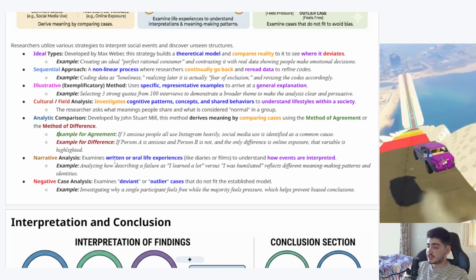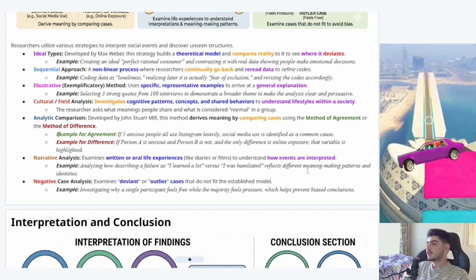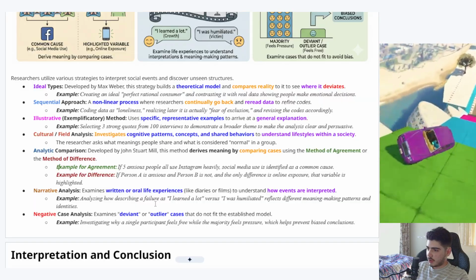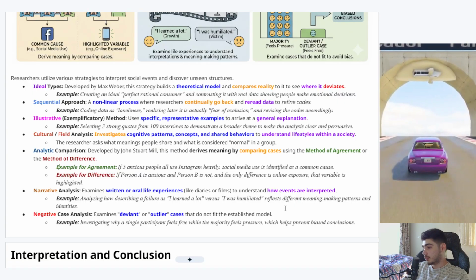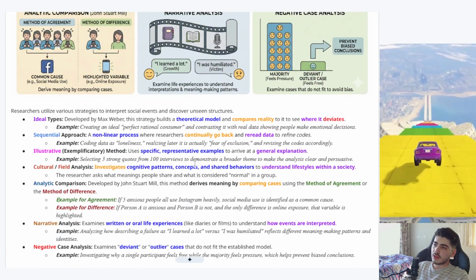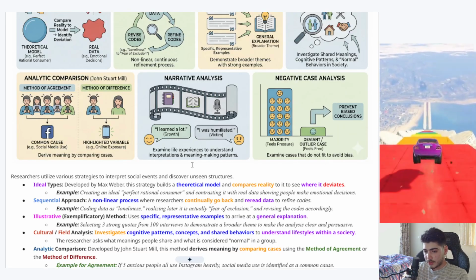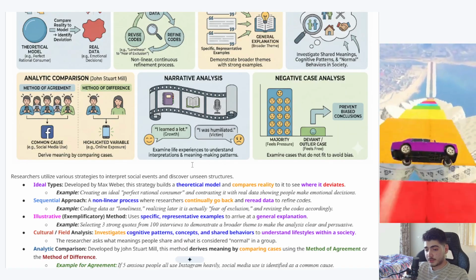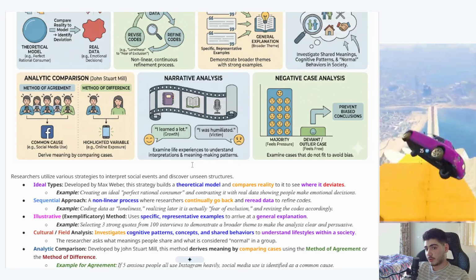Narrative analysis examines written or oral life experiences, like diaries or films, to understand how events are interpreted, like analyzing how describing a failure as "I learned a lot" versus "I was humiliated" reflects different meaning-making patterns and identities. So you are going into a single person's diary and reading through it to see how they interpreted what was said to them or what happened to them.